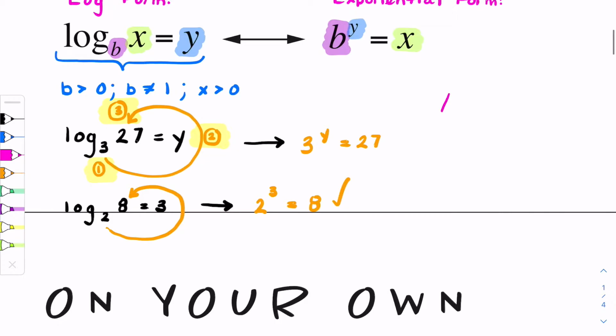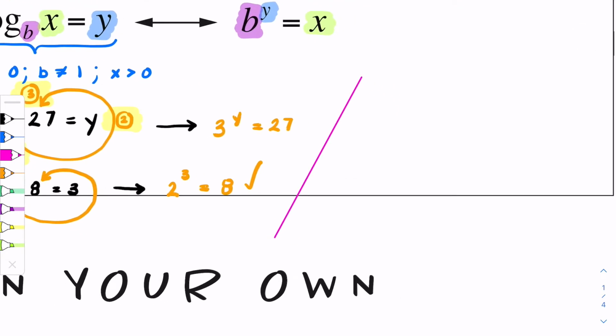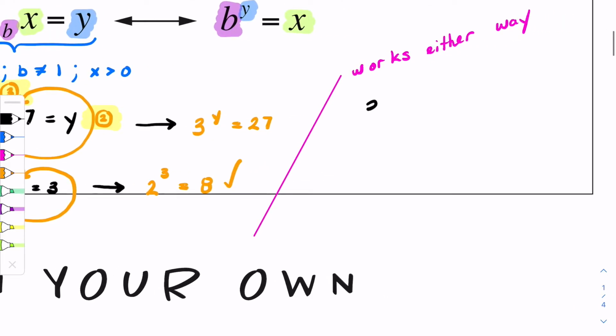So you should know that this works either way. We just spent a moment going from log to exponential, but it also works going from exponential to log form. So for example, let's actually do the same two problems. If I gave you 3 to the power of y is equal to 27, of course, it's a different format, but you still start in the same order and draw your circle, you're starting at 3, you're drawing by 27, you're ending at y.